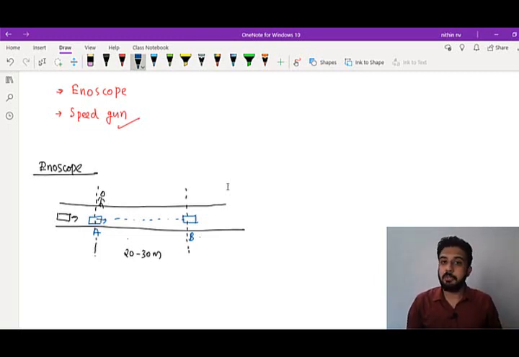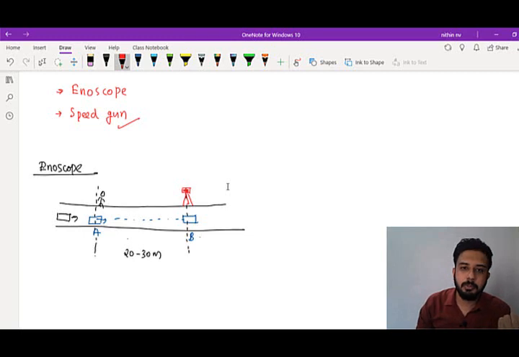Now, where have we used our instrument? We haven't used our Enoscope anywhere, right? So where are we using this instrument? We know whenever the vehicle is crossing the point A, we are standing there, so we can easily start our stopwatch. But we don't know when exactly this vehicle is crossing the point B. So to understand that, we will keep a tripod here. On the tripod, we will keep our Enoscope instrument.